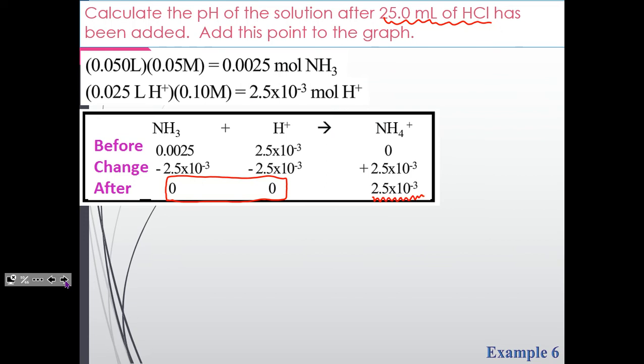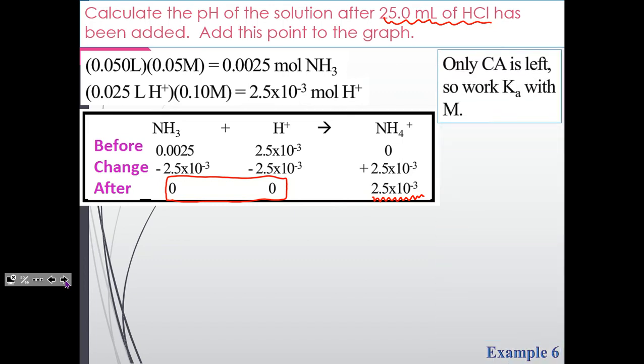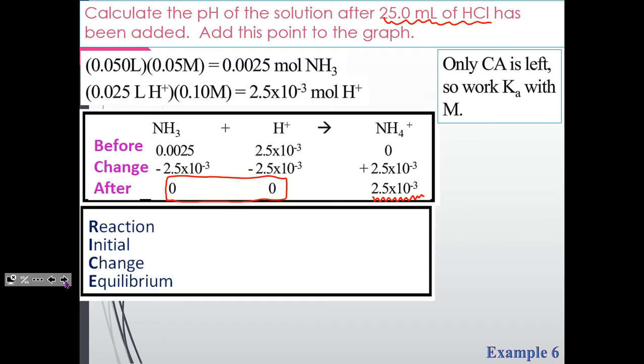Well, from a weak base, that makes it a strong conjugate acid. And a strong conjugate acid will attack water. And we need to recalculate the pH there, because it won't be exactly neutral at 7. Only conjugate acid is left, so let's use a Ka problem here. Now, we were given Kb, so you will have to interconvert between the two.